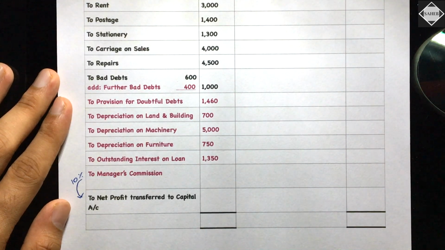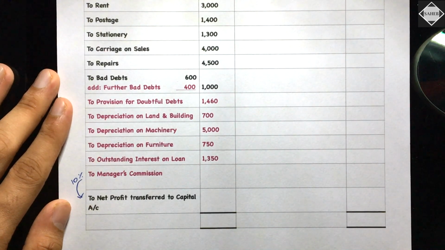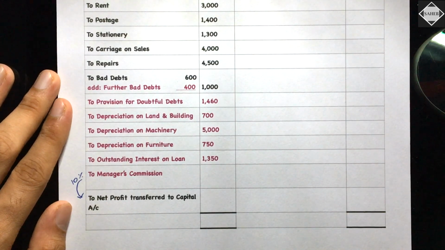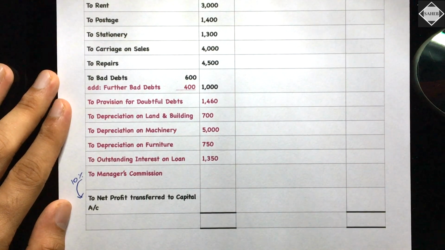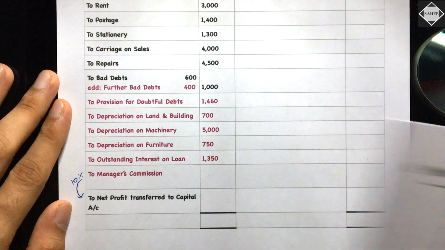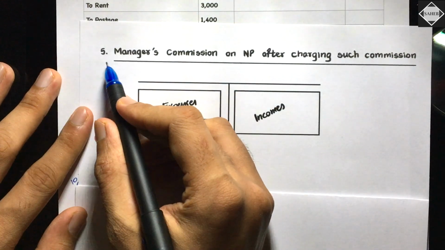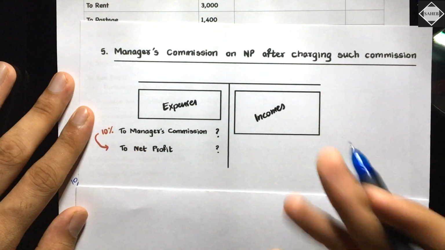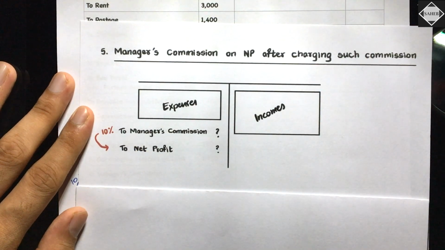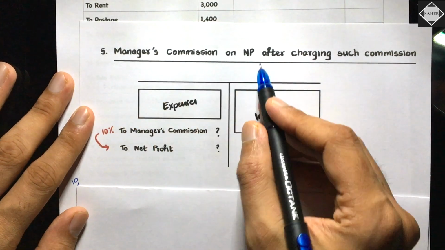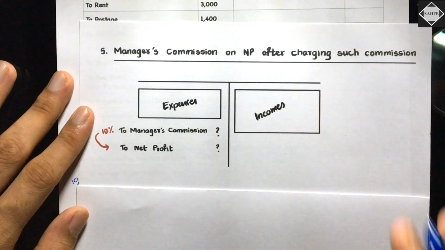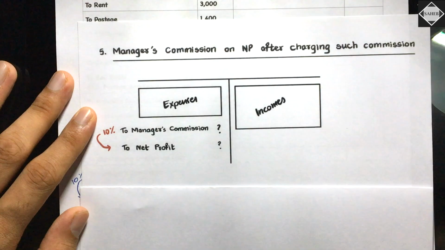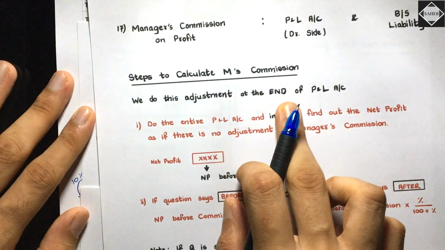Now let's understand the formula and the way of doing that. It's really simple. I have prepared a working note for you to make you understand properly. You all know this if you have watched the conceptual video. See here, fifth working note, manager's commission. The rest 4 working notes were regarding other adjustments, I will show you at last. Manager's commission on net profit after charging such commission. I explained in the previous video that you have to do this adjustment at the end of P&L.